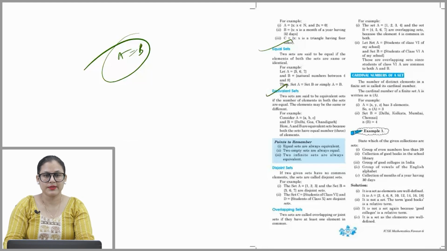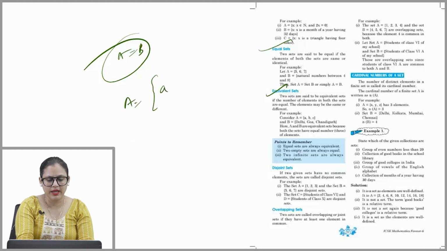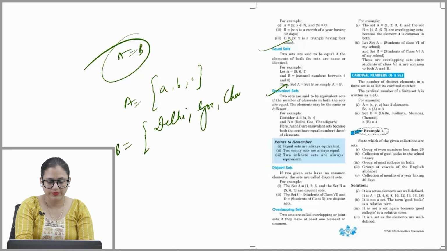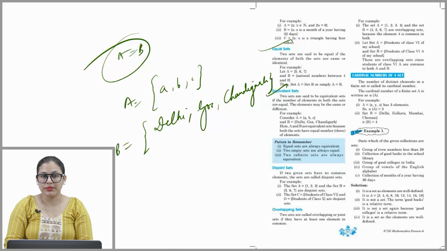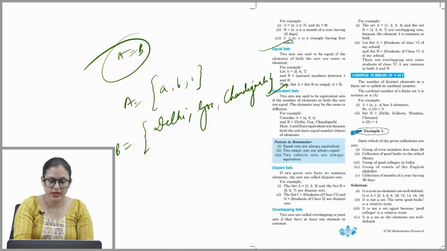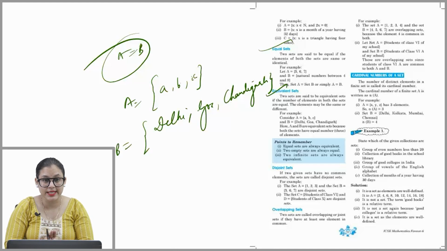Now, equivalent sets. Two sets are said to be equivalent sets if the number of elements in both the sets are equal. The elements may be the same or different. For example, consider A equals, in curly brackets, a, b and c, and B equals Delhi, Goa and Chandigarh. Here A and B are equivalent sets because both the sets have an equal number of elements, that is 3 elements: 1, 2, 3 and 1, 2, 3. These are not equal sets but equivalent sets as they have an equal number of elements. Right. Points to remember.